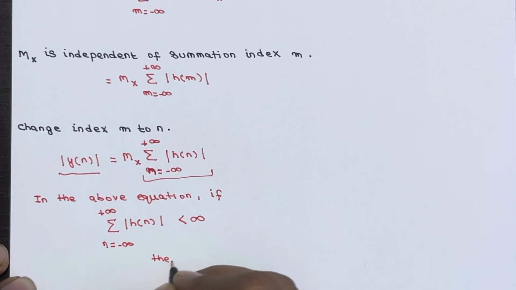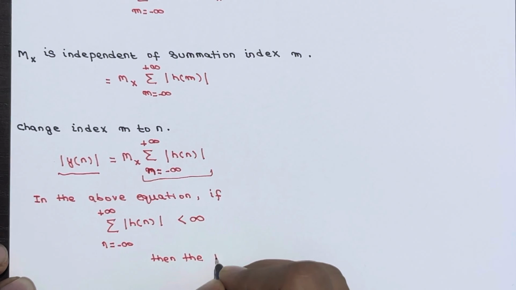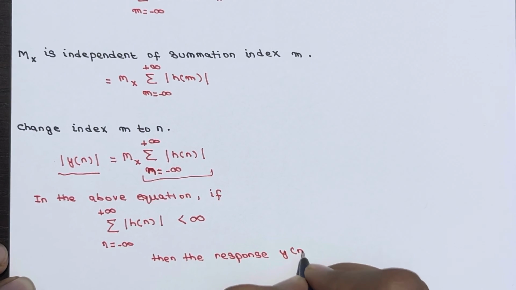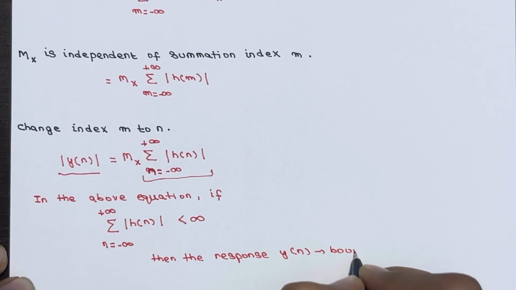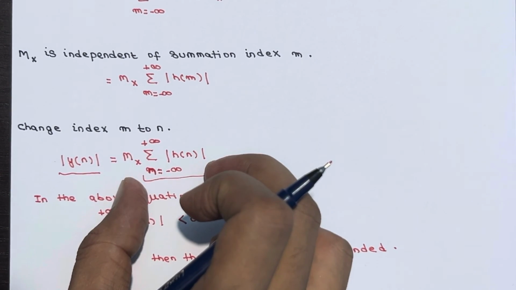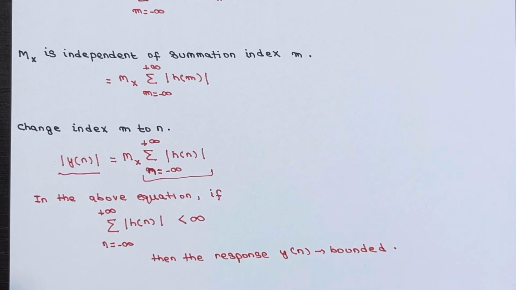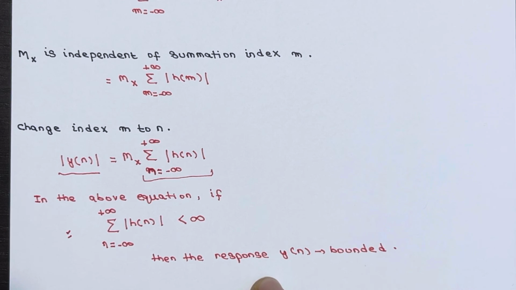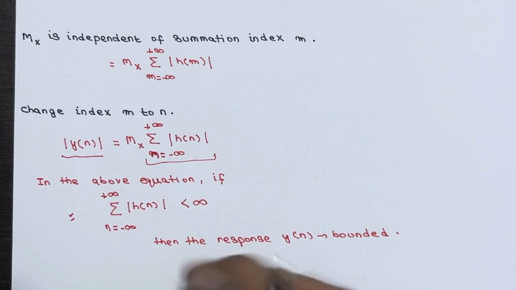Then the response y of n is bounded. This is what we had to prove: the condition for stability. This should be smaller than infinity. Then only our LTI system is stable, if the impulse response is absolutely summable. That is what we had to prove, and I have proved it here. If it is a finite value, then you will get a finite output. That is why we say the response y of n is bounded if this condition is satisfied. Hope it is clear to you.